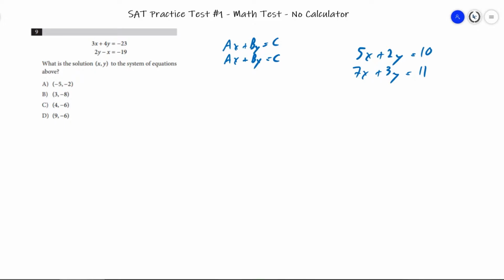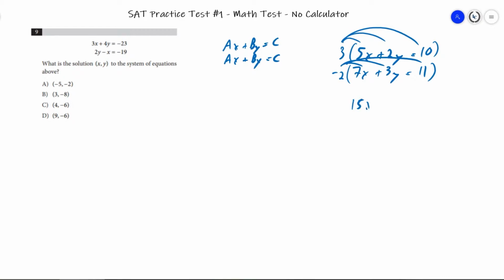So what do we need to multiply the top equation by to get the 2y up to a 6y? That would just be 3. And make sure you distribute that to all these here. And then what would you need to multiply the bottom by to get the 3y up to a negative 6y? And that would just be negative 2.